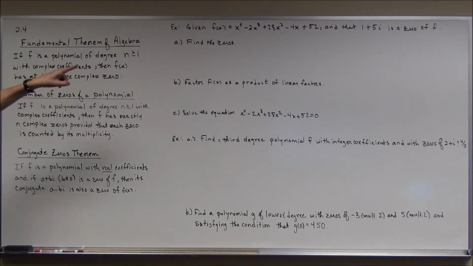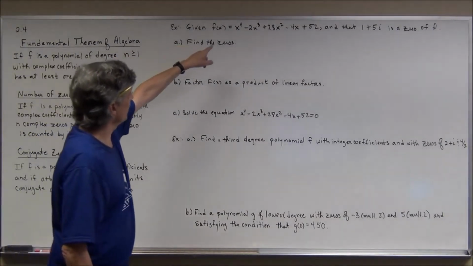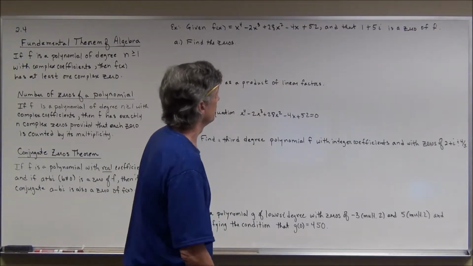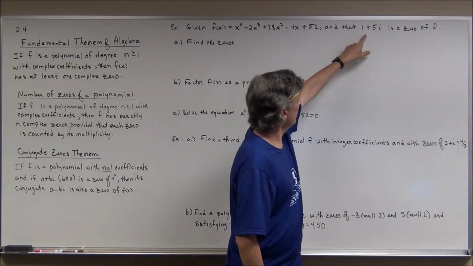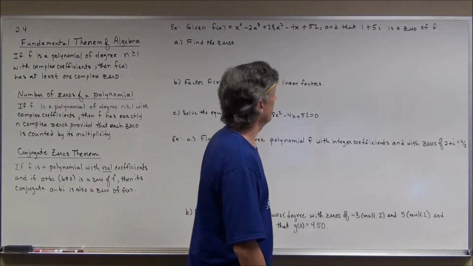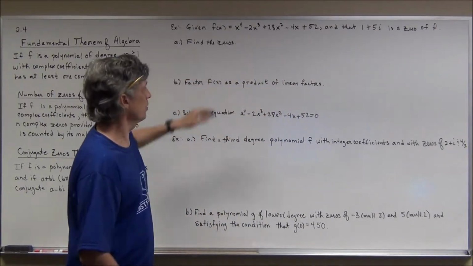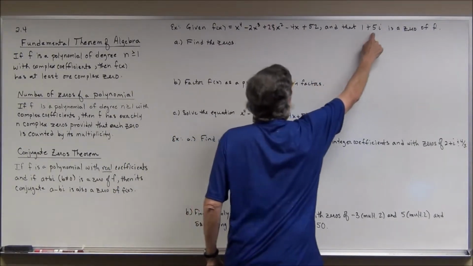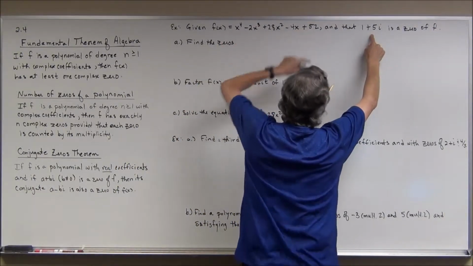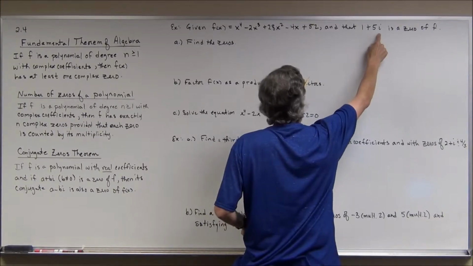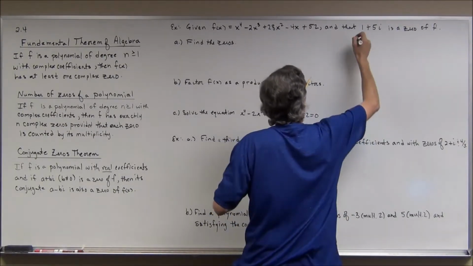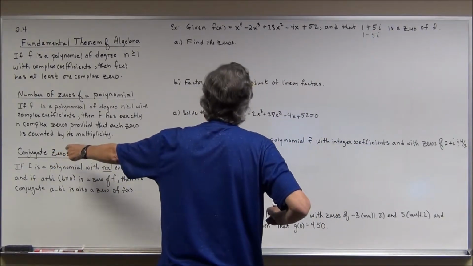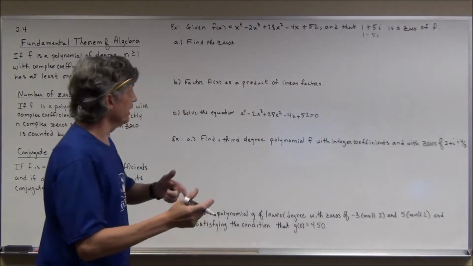So that gets us over here to this example. It says, given f of x is x to the 4th minus 2x to the 3rd plus 28x squared minus 4x plus 52, and that 1 plus 5i is a zero of f, find the zeros. Well, look, degree 4, 4 zeros. I have real coefficients, and I have 1 plus 5i is a zero, which means 1 minus 5i is a zero from the conjugate zero theorem. So how do I find the remaining two?